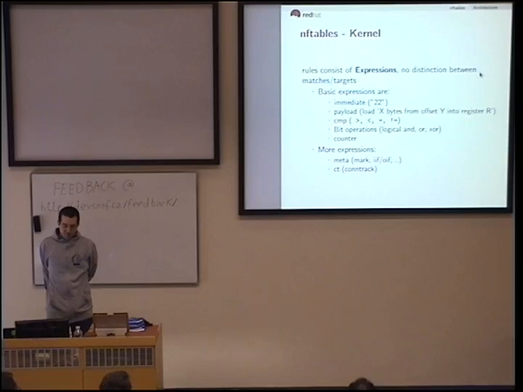So we basically have two groups. We have some basic expressions, like immediate, which is just numbers. We have expressions like payload, which basically just asks the kernel to load some bytes from a particular offset and stuff it into a register. Then we have expressions that work with those registers, like is it equal to, is it larger than, less than, not equal. We have bit operations, so you can do flag tests.